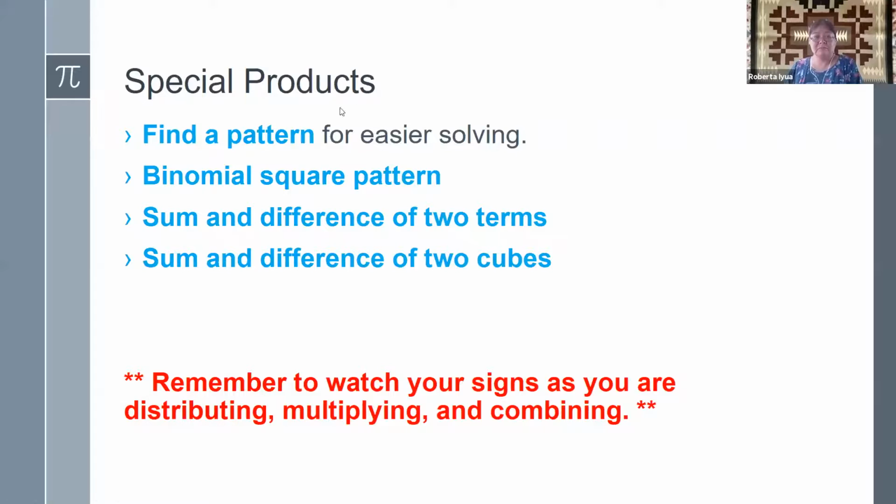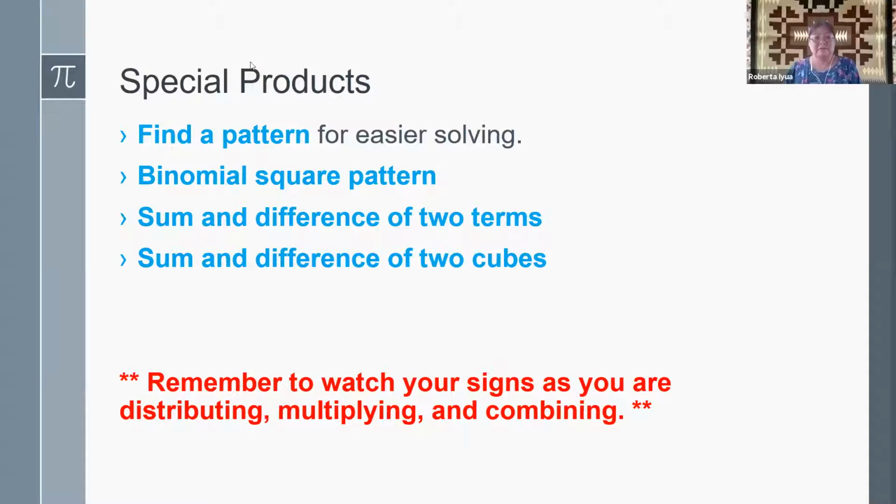Multiplying special products. It's easier if you find a pattern, and there are several patterns: the binomial square pattern, the sum and difference of two terms, and the sum or difference of two cubes.